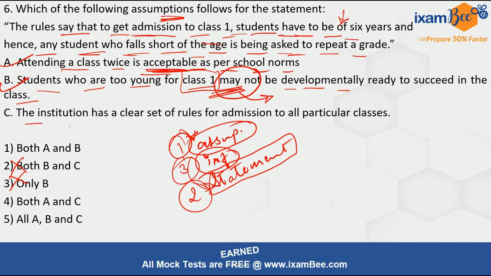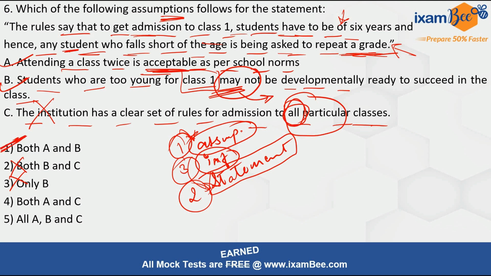Now this says the institution has a clear set of rules for admission to all particular classes. So has this been mentioned anywhere in this statement? Nothing about all particular classes has been said in this statement. So this cannot be an assumption, right? This statement only talks about class 1. So this assumption is not required to be made before making this statement. So C should not be the answer, only A and B, option 1. All right, so this is how we proceed and solve these questions.